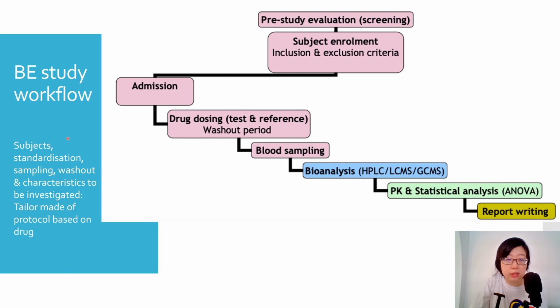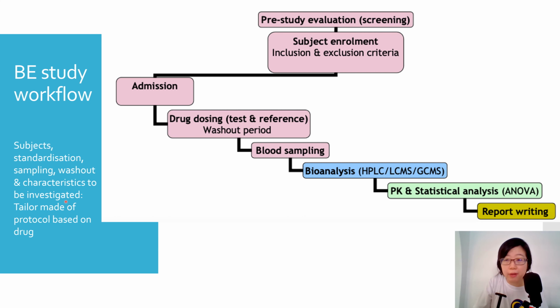Okay, so you can see that there's a few parts where the variation can occur, which includes the subjects, because obviously everyone is different. So the metabolism rate and so on, there will be some slight variation around. So we try to standardize the gender or the age. If there's a certain disease condition that you need to include, you have to try to match them up as much as possible. And we've got the standardization, which is mainly on the food stuff, things on the day that we're going to talk about, the sampling, washout, and other characteristics to be investigated.